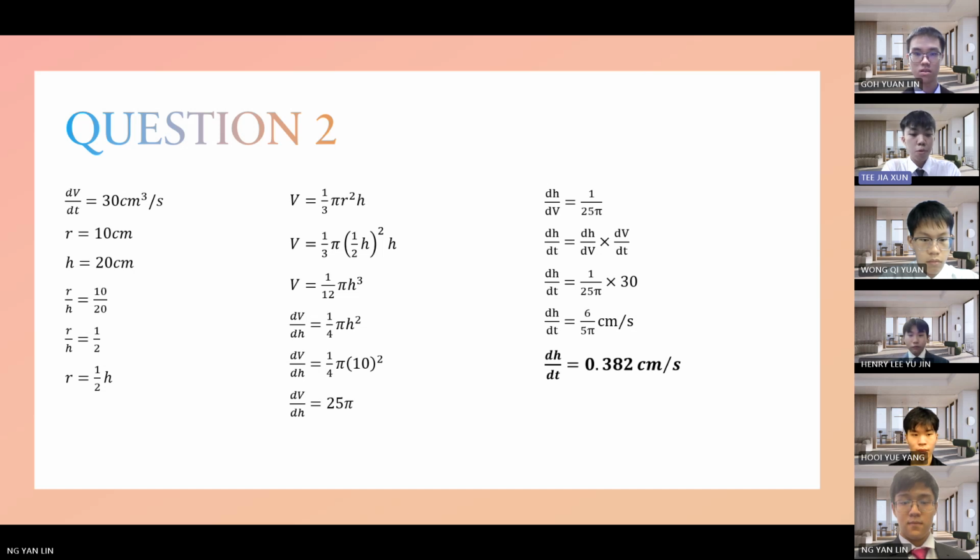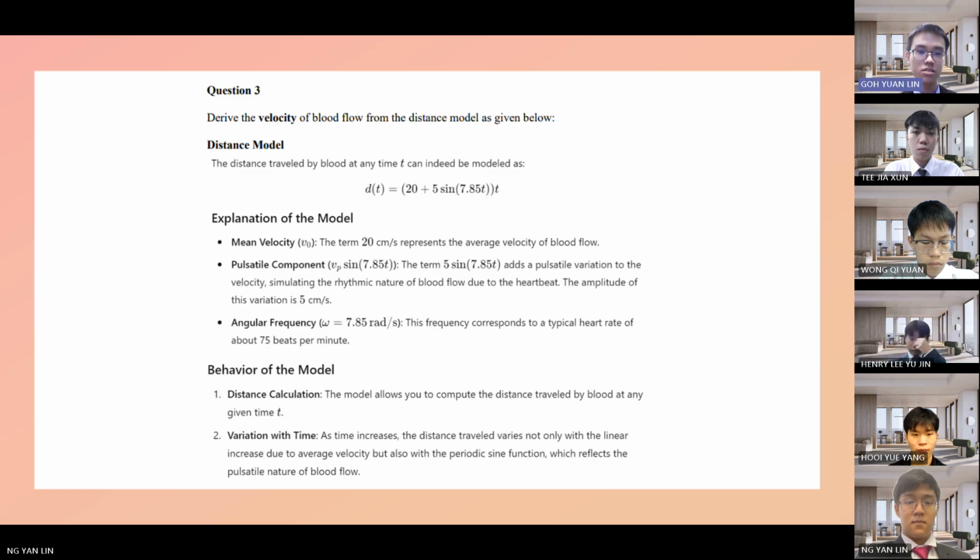Now, I will pass it to my teammate. Alright, thank you Jiaxun for the explanation. My name is Guo Yuanling, and I will continue the presentation. Next, let's move on to the last question, question 3.